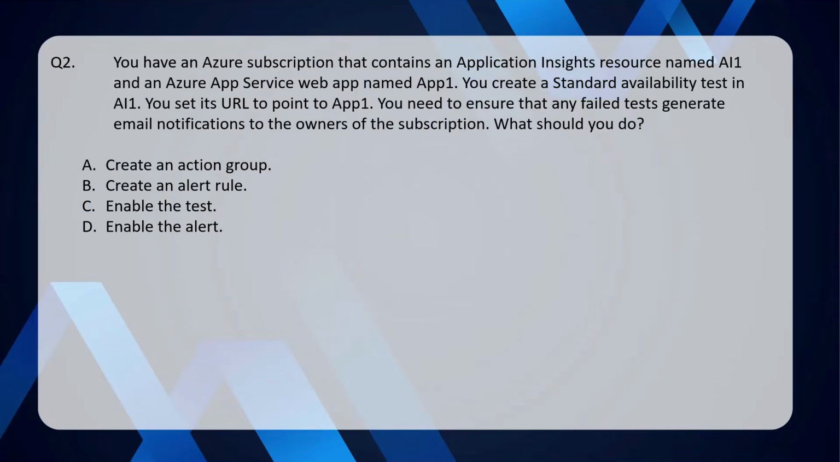And folks, you will need to create an alert rule here based on the availability test results. The alert rule must be linked to an action group which handles notifications like emails, SMS, webhooks. Enabling the alert is incorrect as you cannot enable it without creating it first.